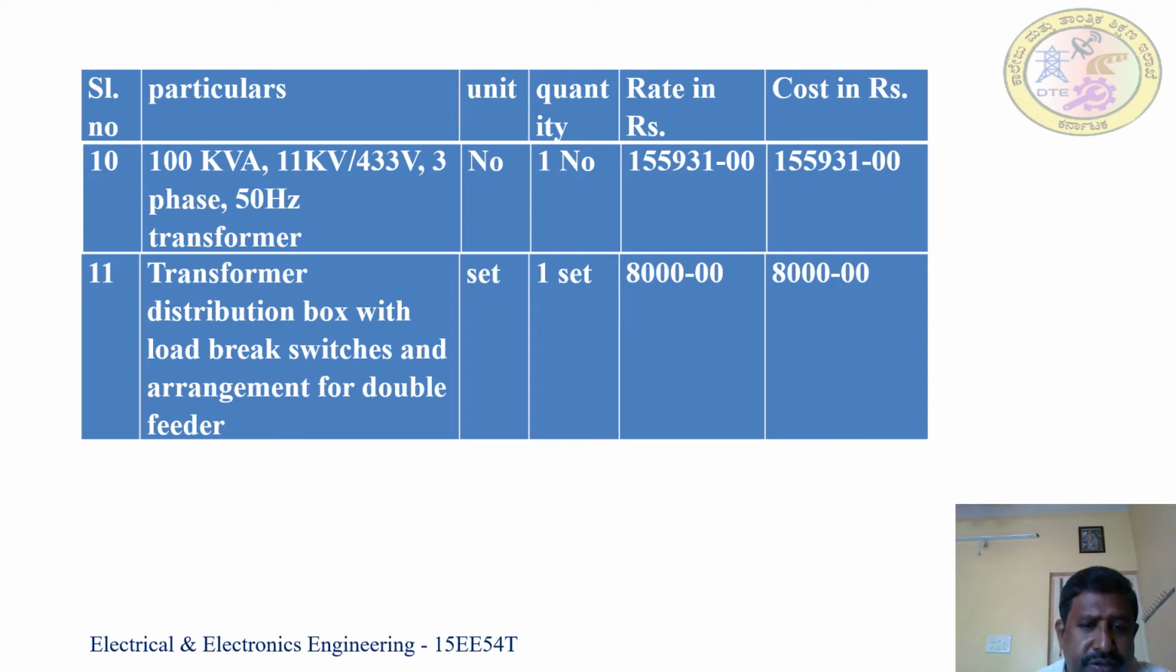The unit is in set. The quantity required is one set. The rate per set is 8,000 and the total cost is 8,000.